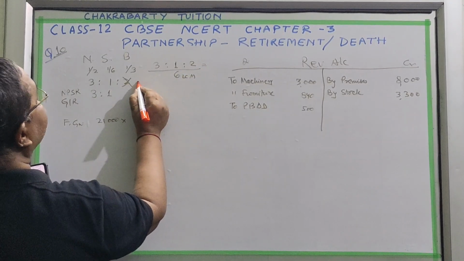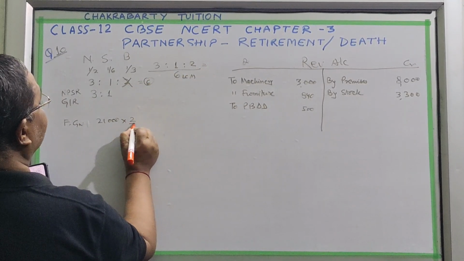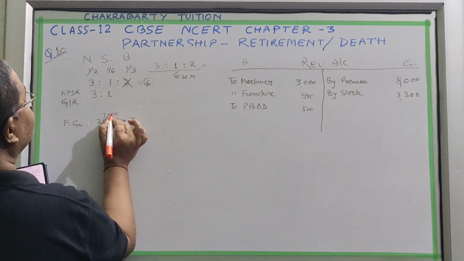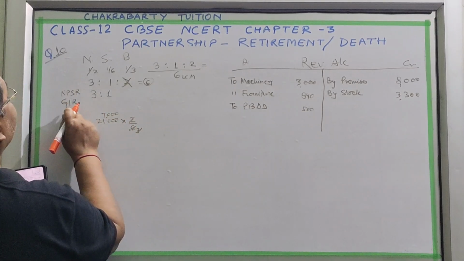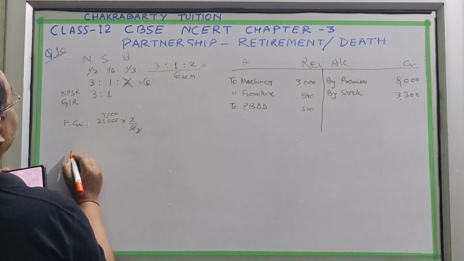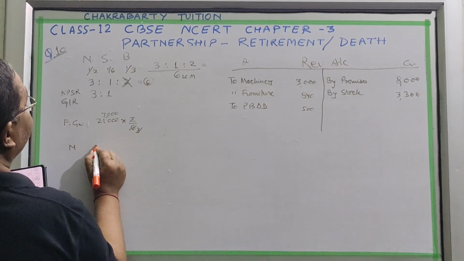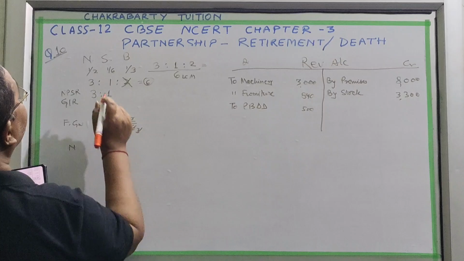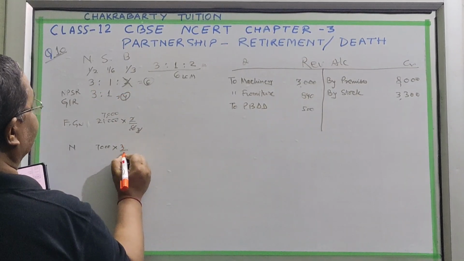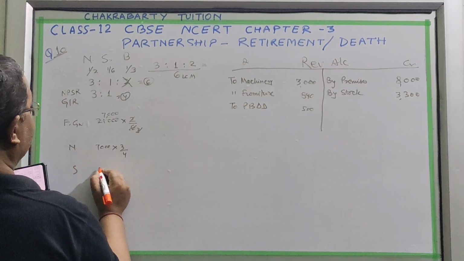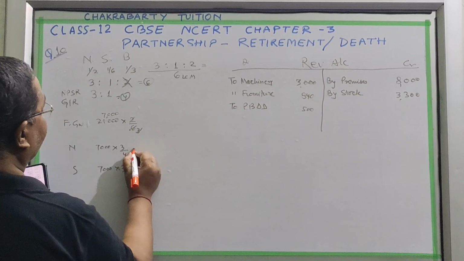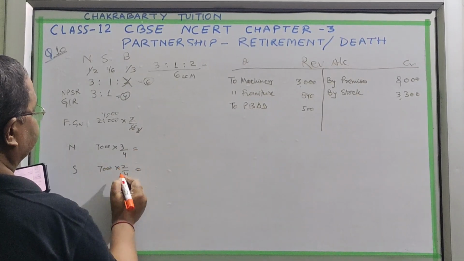3,144 or 26. Total is 6. So Bajaj's share will be 2 upon 6, that is 1 by 3. And by 3 we will cut, it will become 7,000, and it will be given by Narang and Suri. So Narang's share will be 7,000 into 3 by 4, and Suri will give 7,000 into 2 by 4. The total is 4.